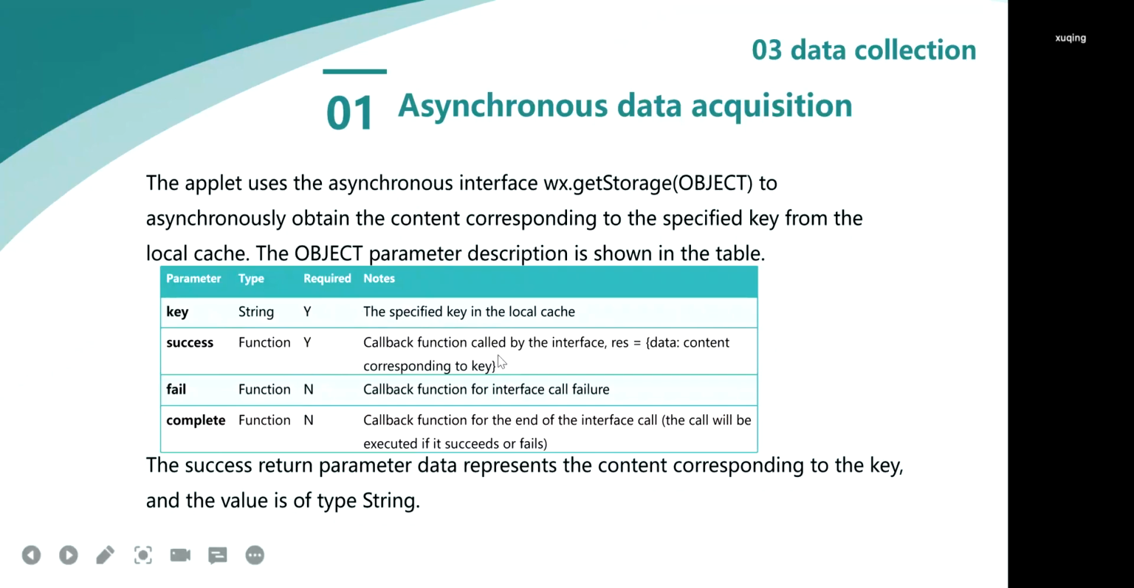For this key parameter, it's the specified key in the local cache. Success is the callback function called when the interface call succeeds. Fail is the callback function for interface call failure. Complete is the callback function for the end of the interface call. The success parameter returns the data, which represents the content corresponding to the key, and the value is of type string.